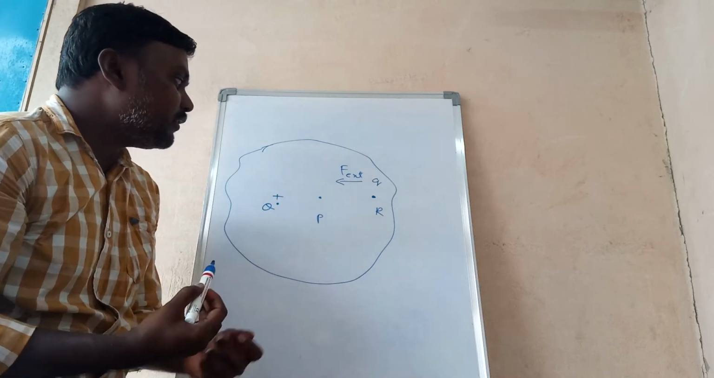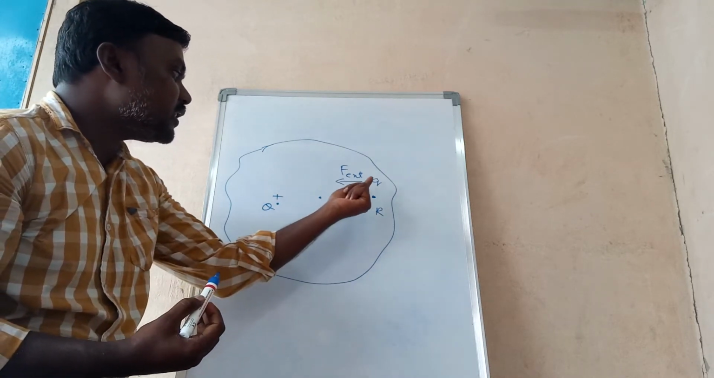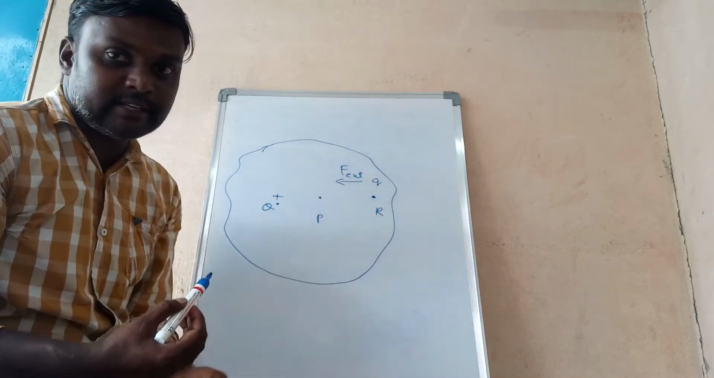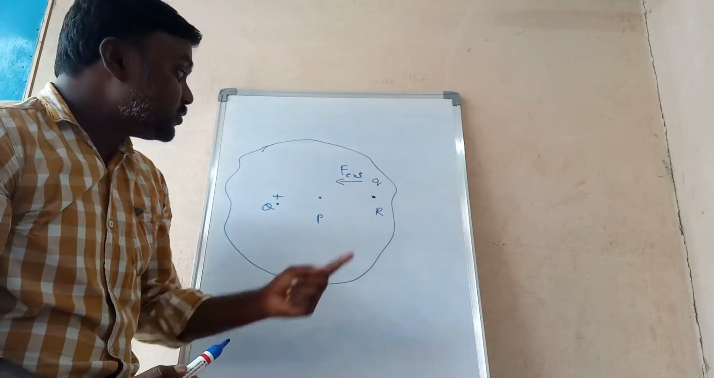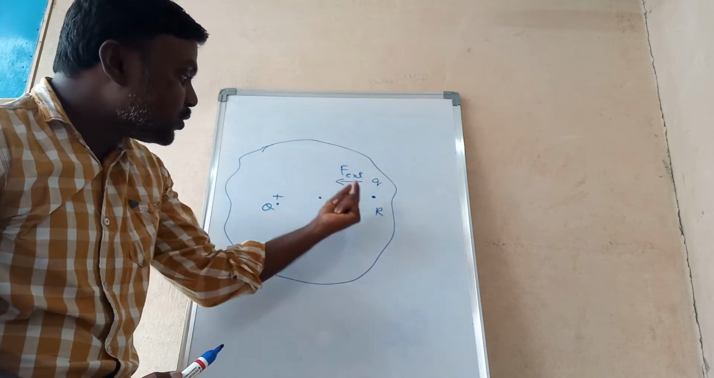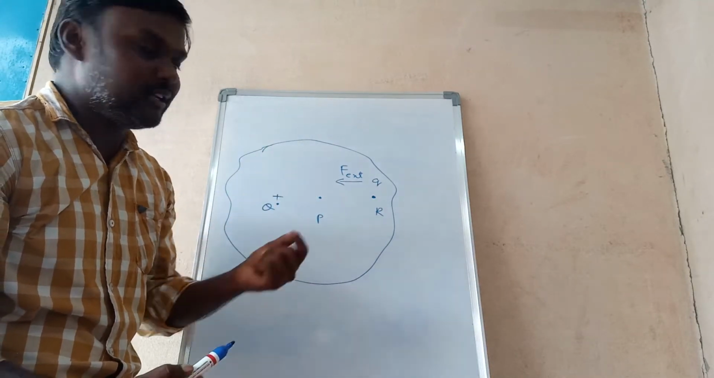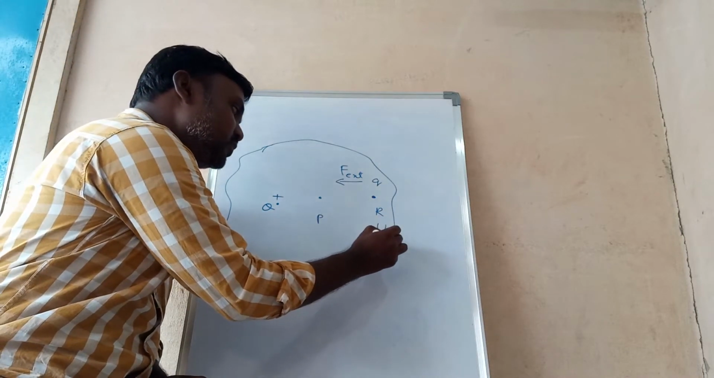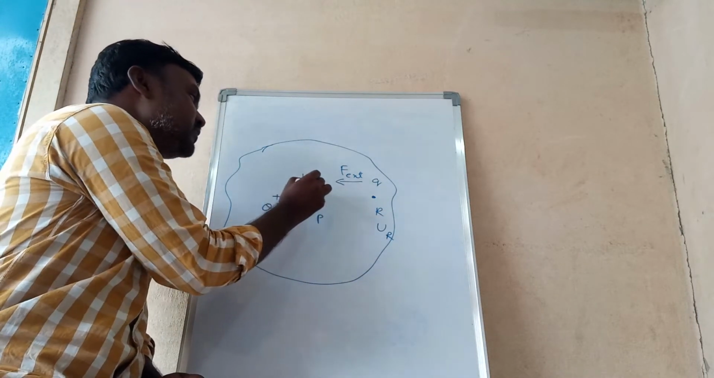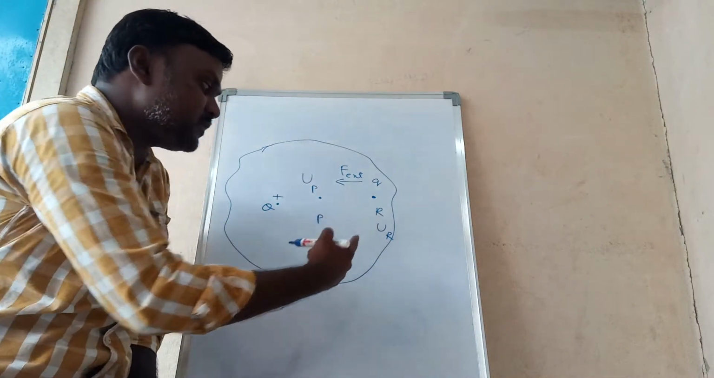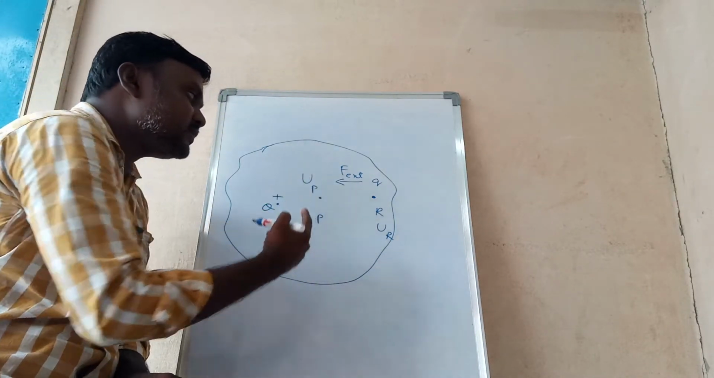So when we are moving a charge from here to here, the acceleration of the test charge is 0, since we are doing the work and that is stored in the form of potential energy, that is called electric potential energy. So here the potential energy is UR, and here the potential energy is UP, the potential energy of the system. This is UR and this is UP.